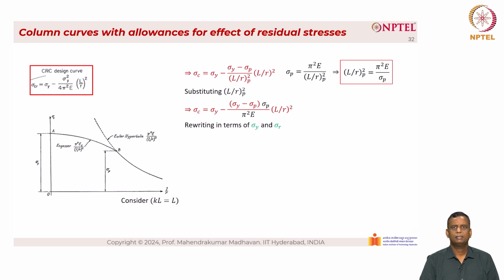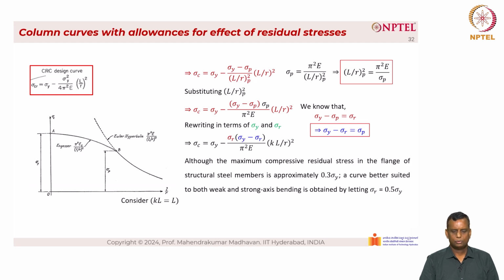We can rewrite the terms σy and σr by the following equation. We know that σy − σp is equal to σr. Therefore, σy − σr is equal to σp. So both these terms can be substituted. Thereby, we eliminate σp. So we have this equation here. σc = σy − (σy − σr)(σy − σr)/(π²E) (kL/r)².